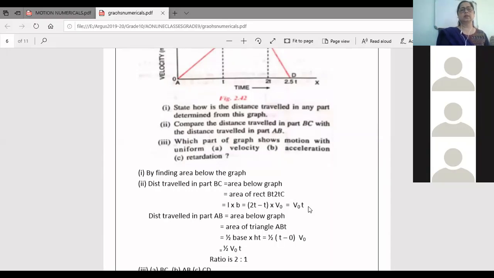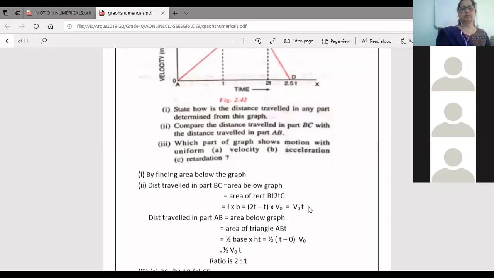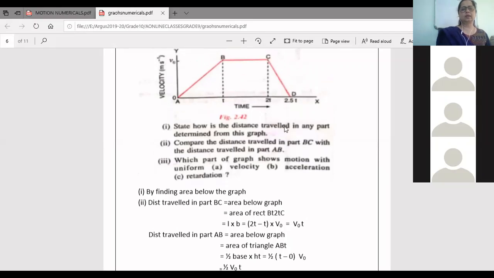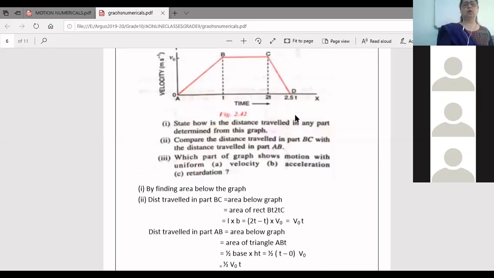Very nice question. Which part of the graph shows motion with uniform velocity? BC, because it's a straight line. Acceleration is AB, and retardation is CD. It's so interesting, and so simple to understand. I hope you are clear.